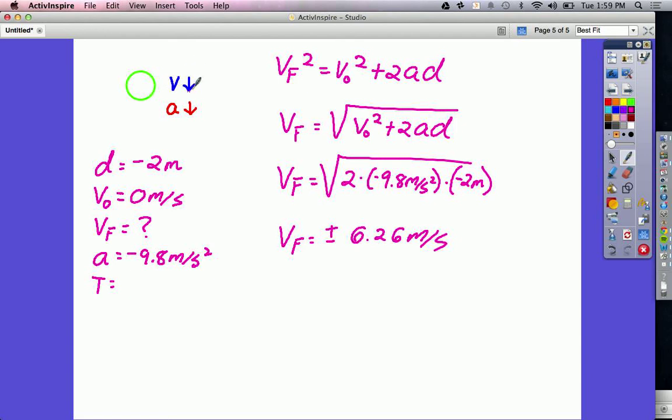It's going to fall down. Since it's going to fall down, positive or upward, 6.26 doesn't make any sense. So the correct answer is negative 6.26 meters per second.